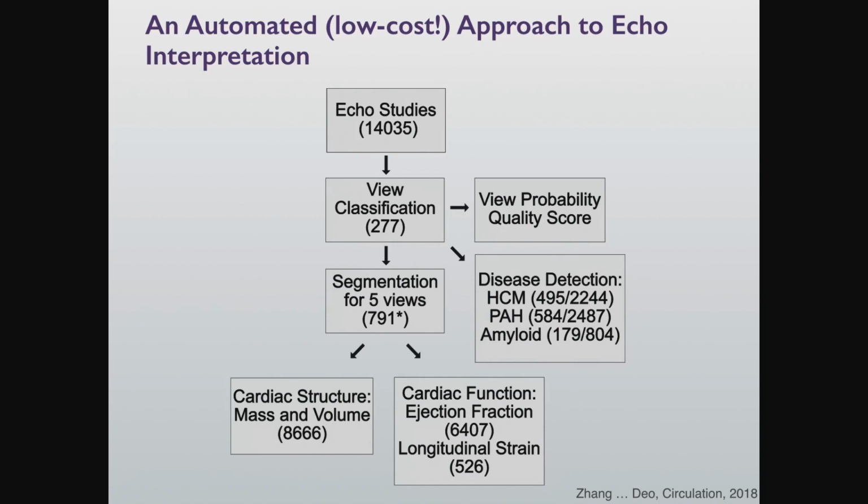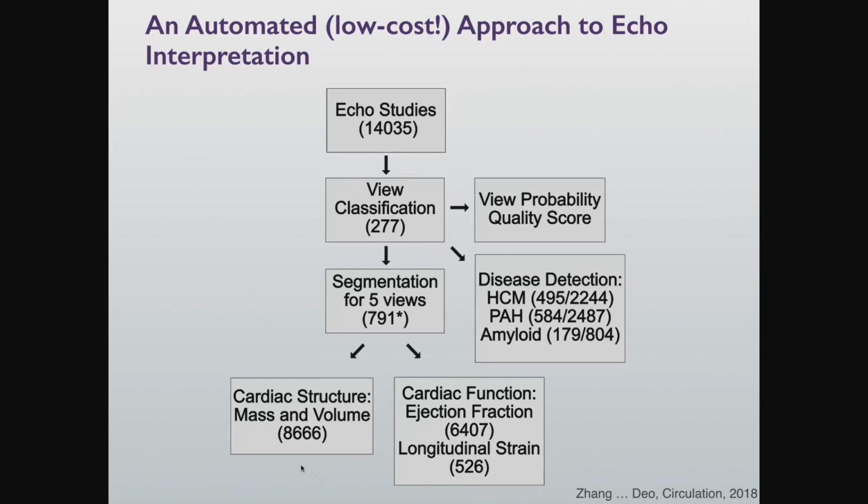And part of the reason to do all of it is it doesn't help you to have one little bit automated, because at the end of the day, if you have to have a cardiologist doing everything else and a sonographer doing everything else, then what have you really saved by having one little step? So the goal here was to start from raw study coming straight off the machine and try to do everything.